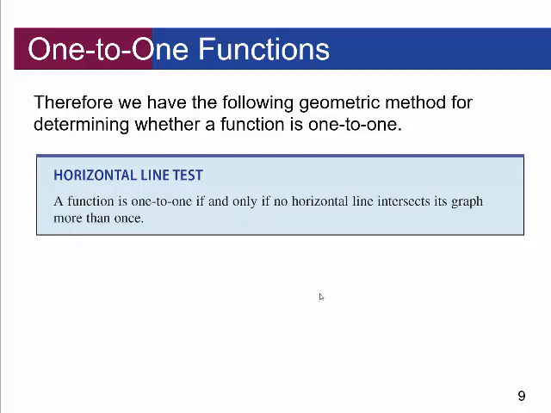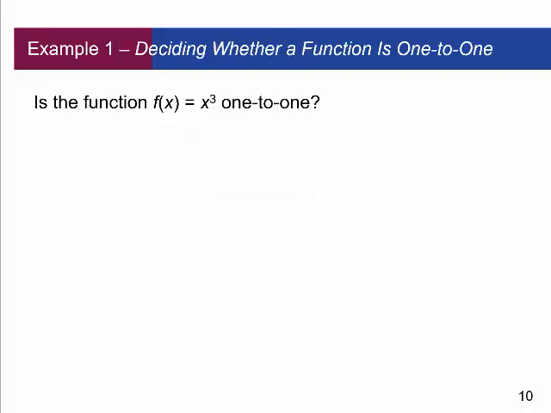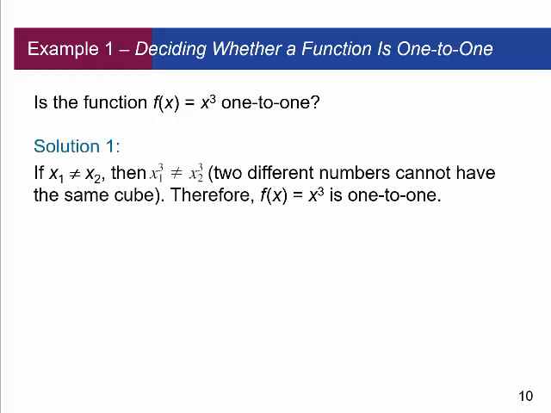Just as we use the vertical line test to determine if a graph is a function, we can use the horizontal line test to determine if a function is one-to-one. Let's look at this one. Is the function f of x equal to x cubed one-to-one? Well, if x1 is not equal to x2, then it must be the case that x1 cubed is not equal to x2 cubed. So two different numbers cannot have the same cube. Therefore, x to the third power is one-to-one.